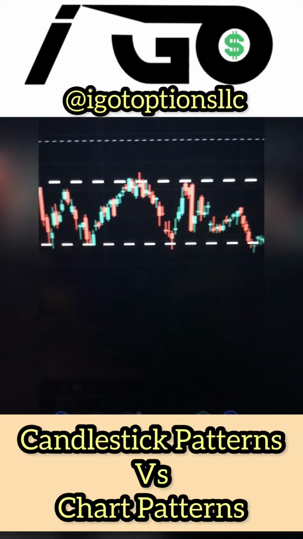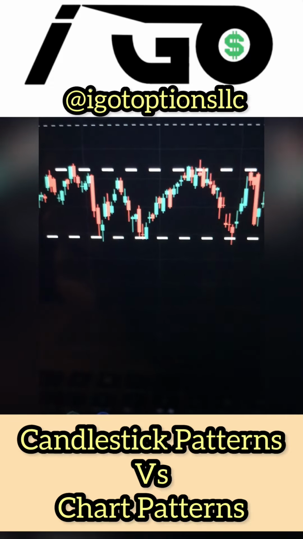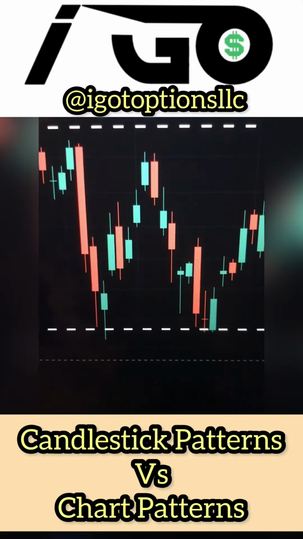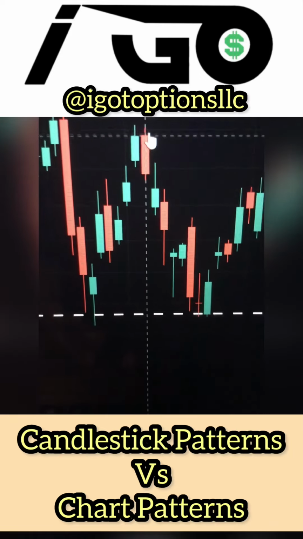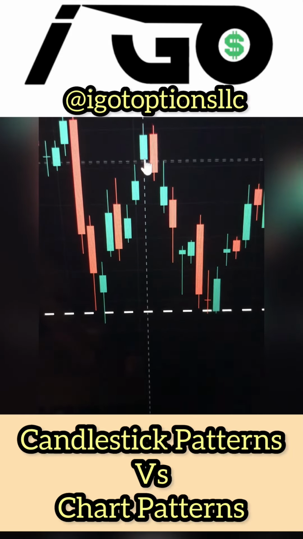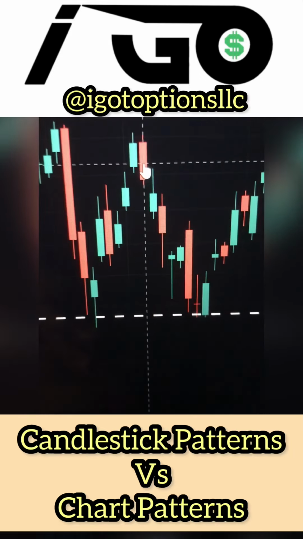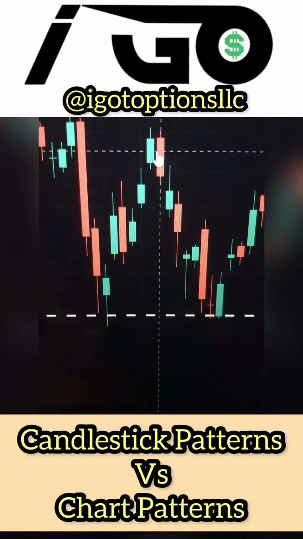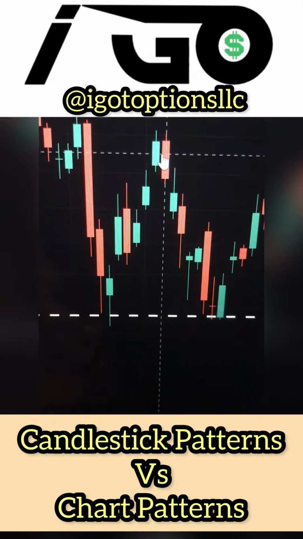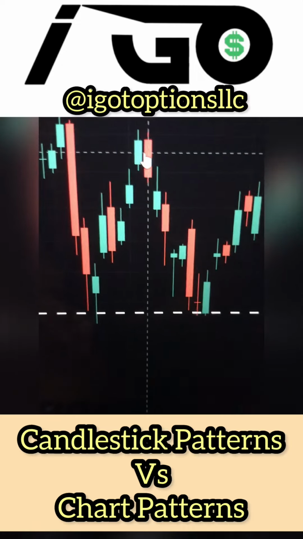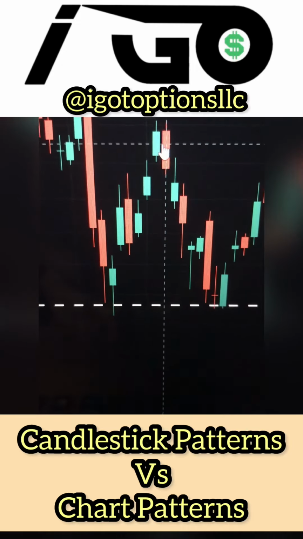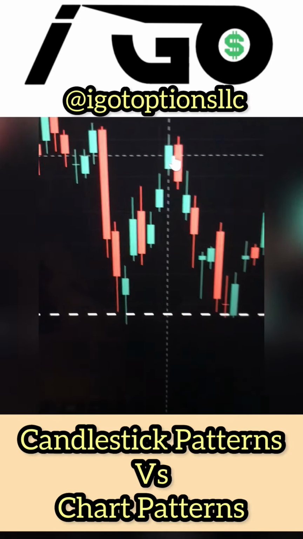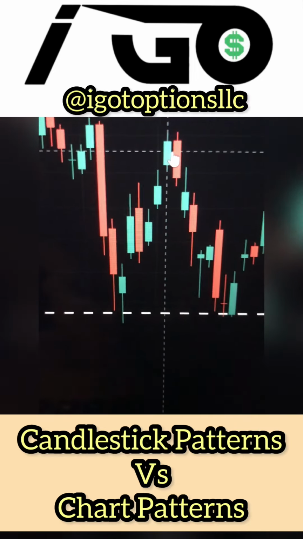Now, with candlestick patterns, you're focusing solely on a sequence of candlesticks. For example, these two candlesticks right here: this green candlestick and this red candlestick that follows it. These two candlesticks can represent a candlestick pattern. This looks similar to tweezer tops, which is something I'll dive into in another video. However, it ultimately signals a downtrend. It signals a bearish reversal.